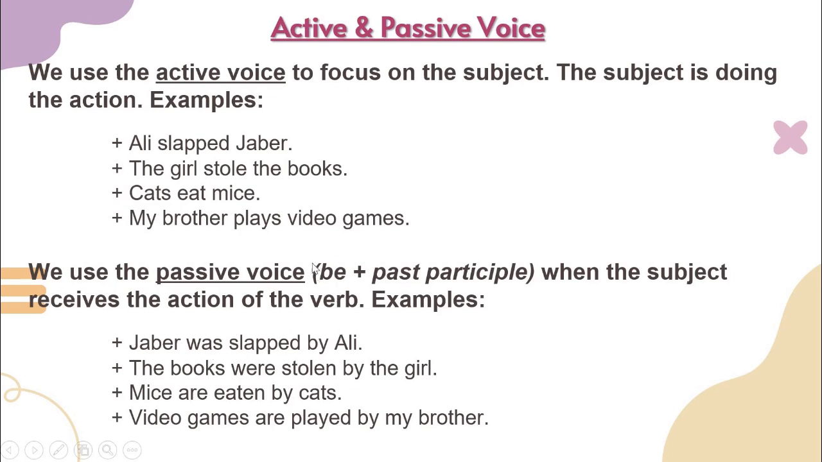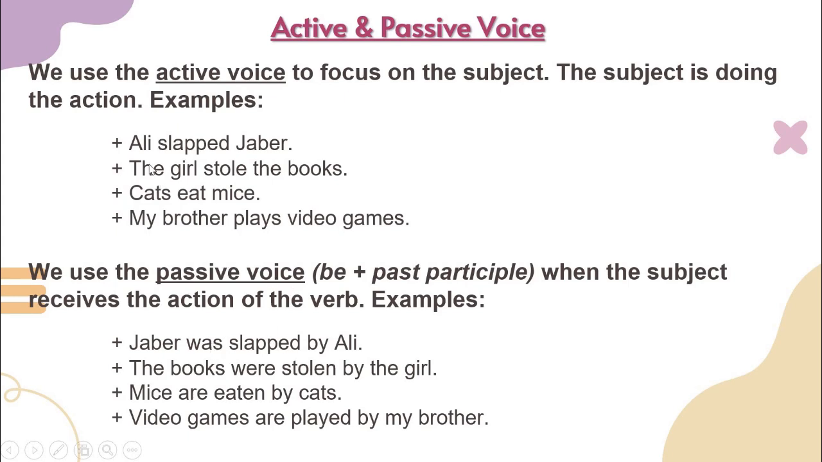Now the question is, for verb be over here, do we use the present tense or the past tense? The answer is very simple. All you have to do is just look at this verb. Look at the verb slapped. If it's in the past tense, use was or were. If this is in the present tense, then you use is, are or am, okay?